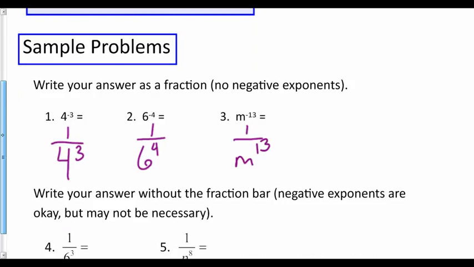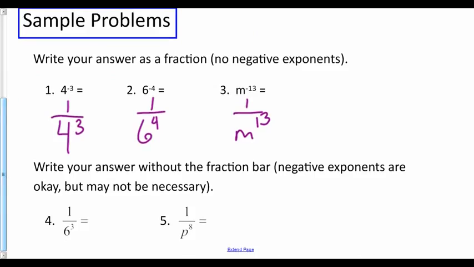Alright, let's look at some other examples. Now I want to write my answer without the fraction bar, which means I could have some negative exponents. Okay, so 1/6 to the 3rd, that's just going to be 6 to the negative 3rd. 1/p to the 8th is just going to be p to the negative 8th.